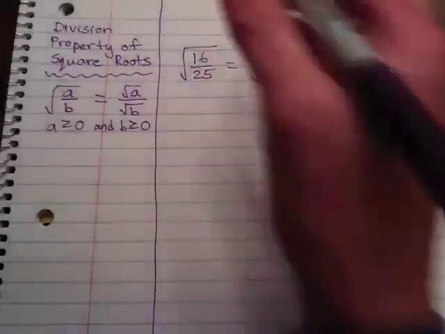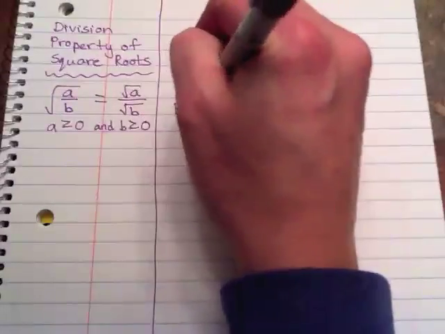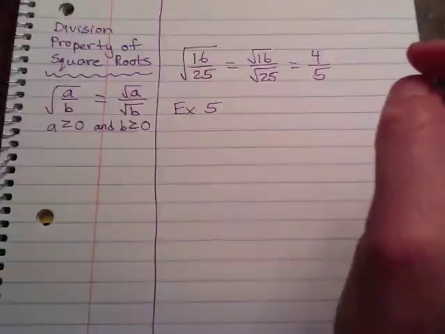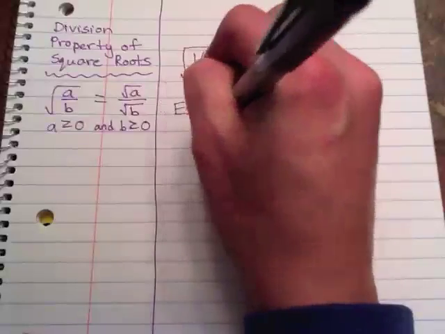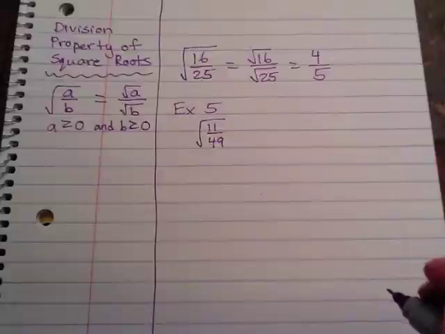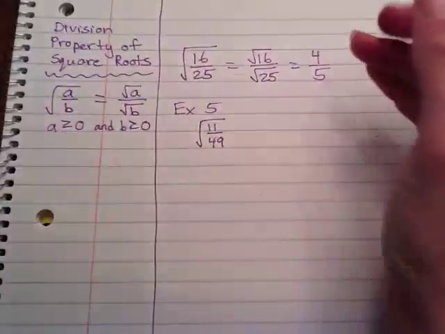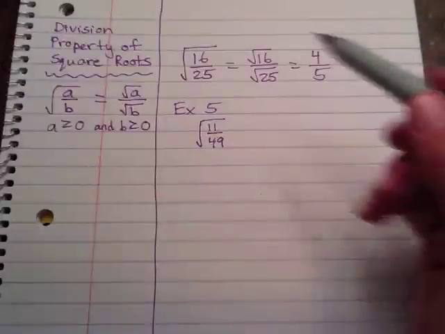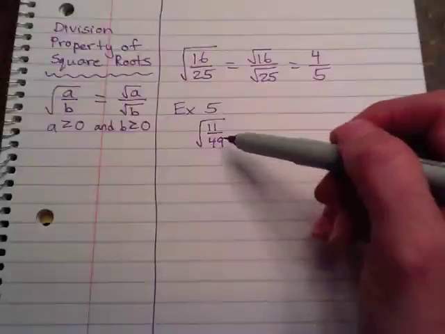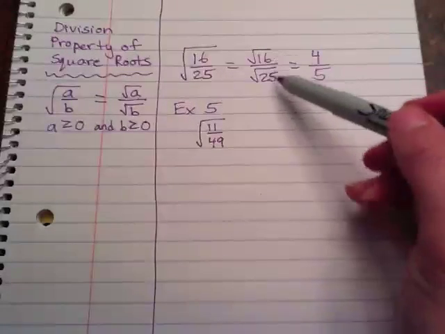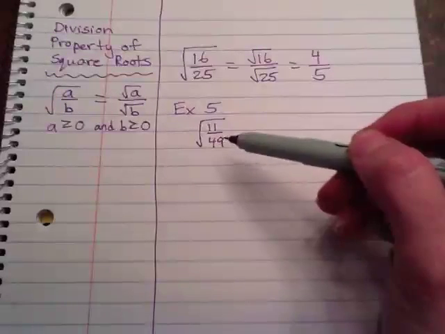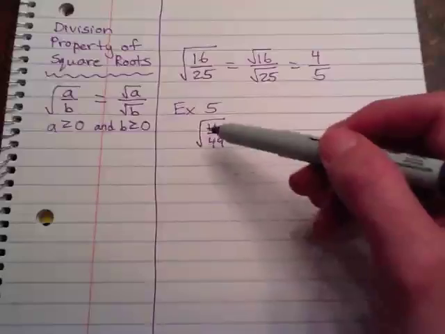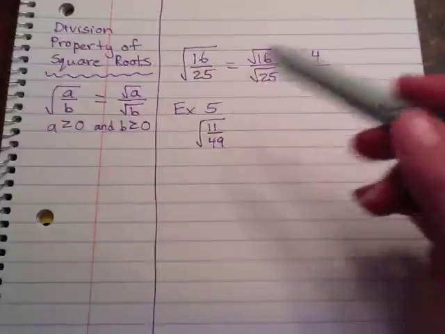So let's look at some of those. This is example 5. We skipped example 4. We're going to go back to example 4. Square root of 11 over 49. What you're always going to be looking for is if one of these is a perfect square. And if it is, then you want to go ahead and split them into the top and the bottom, separate the numerator and the denominator. If they aren't a perfect square, then you can just simplify within the radical first.